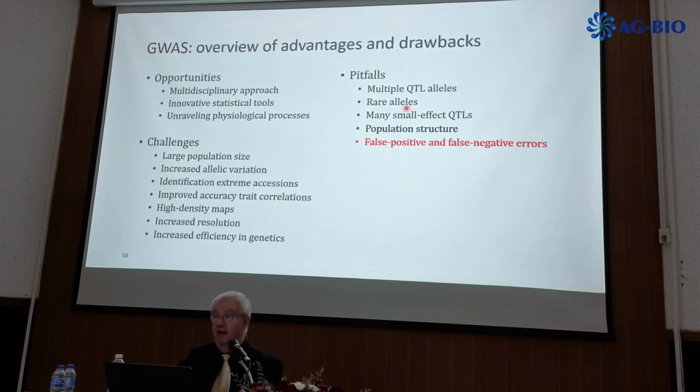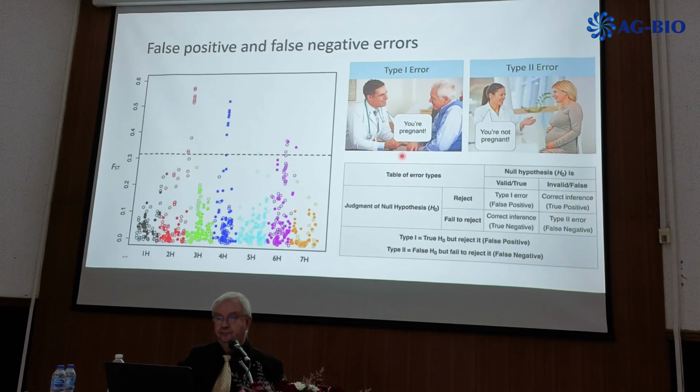You can have rare alleles, and you can have many small effect QTLs. Do you see them? Do you not see them? That is a major question. And the population structure is a major point of concern in new GWAS. And then you have what you always see people talk about: false positive and false negative errors. What are people talking about?